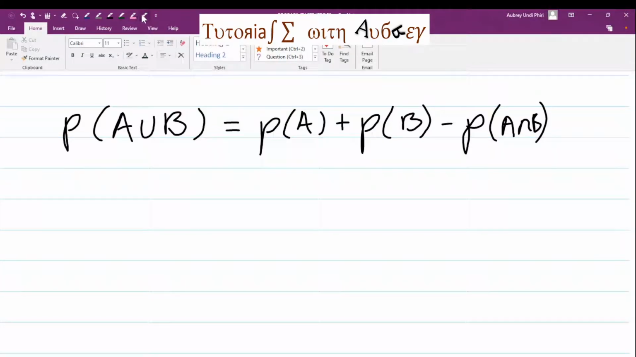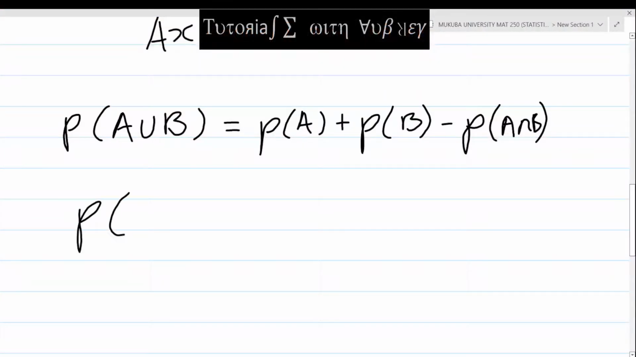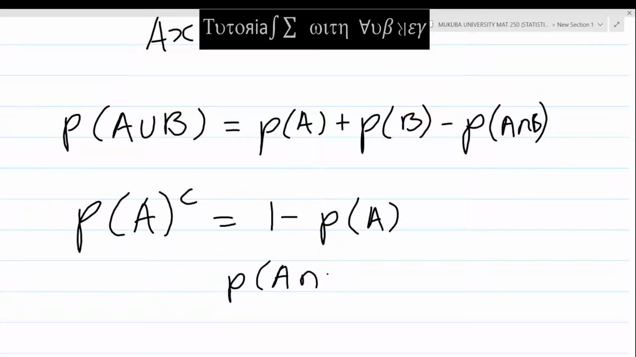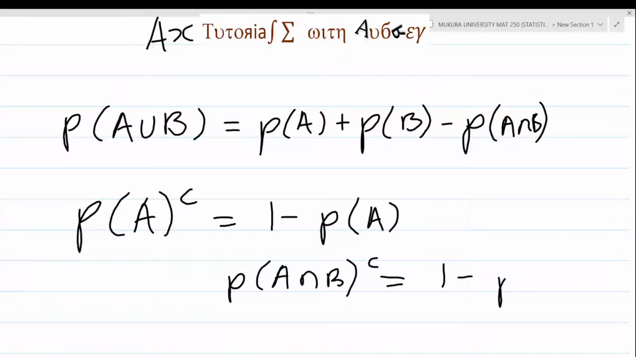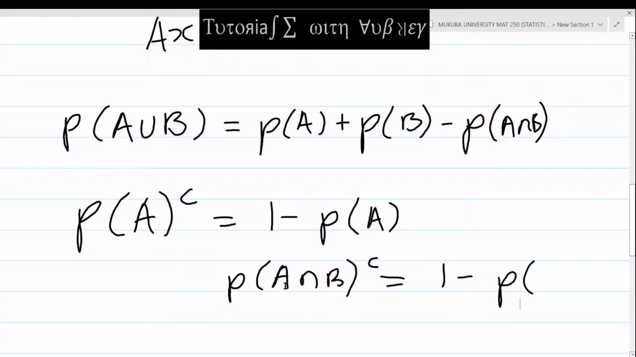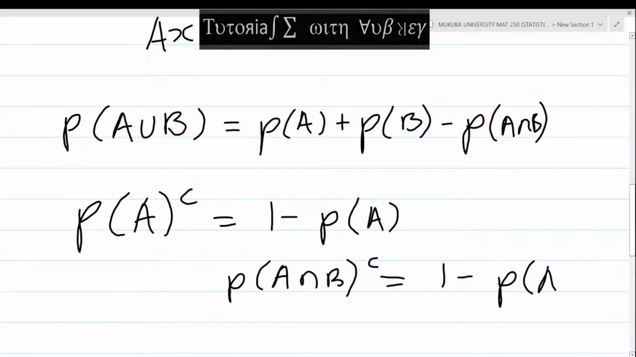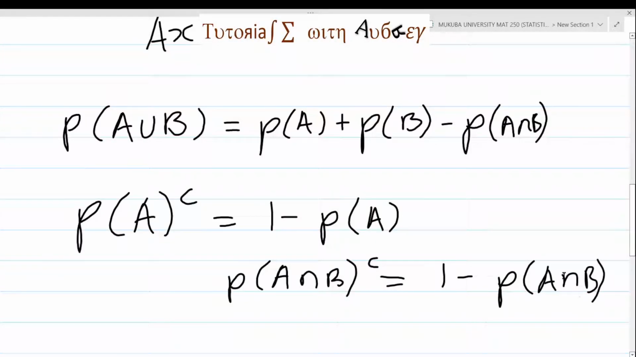The second axiom: the probability of any event's complement is equal to 1 minus the probability of that event. Sometimes you see the probability of (A intersection B) complement or (A union B) complement. This is equal to 1 minus the probability of the event inside the complement. So that is the complement case.